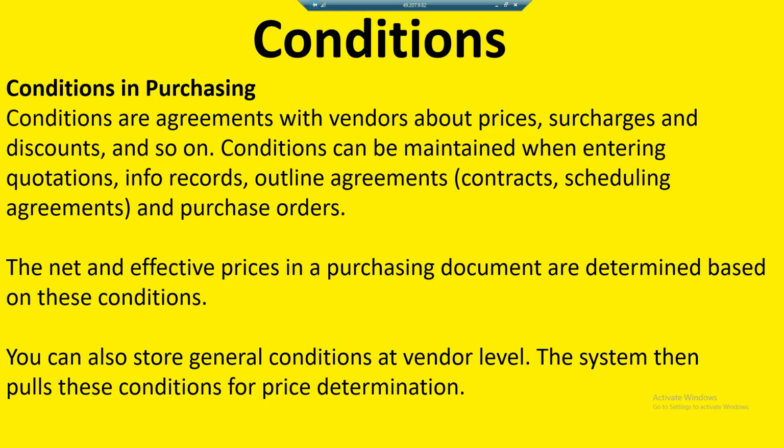Net and effective price in a purchasing document are determined based on these conditions. You can also store general conditions at vendor level. The system then pulls these conditions for price determination.